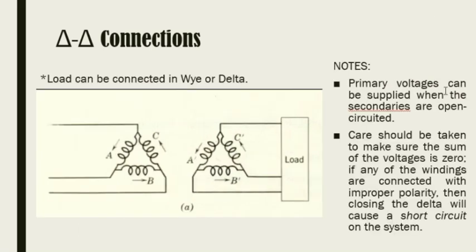Note that in delta-delta connection, the primary voltages can be supplied when the secondaries, denoted by letters A, B, C, A prime, B prime, and C prime, are open-circuited. And this is the primary. It is to be taken note that care should be taken to make sure that the sum of the voltages is 0. If any of the windings are connected with improper polarity, then closing the delta will cause a short circuit on the system. Aside from that, the load here can be connected in either Y or delta.